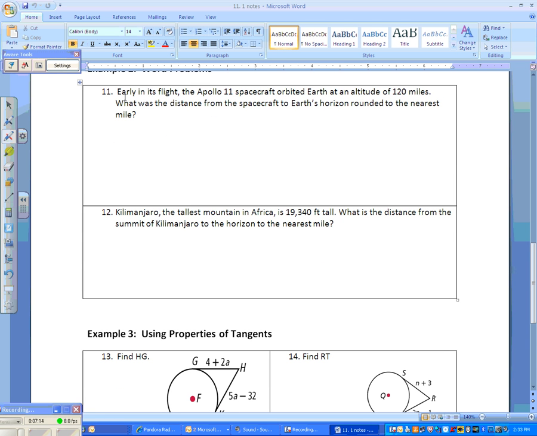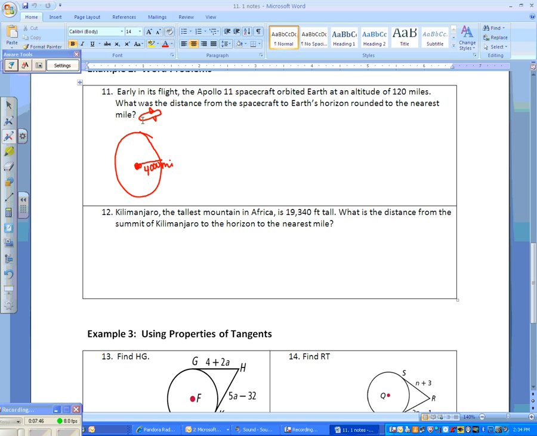Number 11. Early in its flight, the Apollo 11 spacecraft orbited Earth at an altitude of 120 miles. What was the distance from the spacecraft to Earth's horizon rounded to the nearest mile? To do that, this problem, we're going to start off by drawing Earth as a circle. And fun fact, the Earth's radius is about 4,000 miles. So you're going to write 4,000 miles for the radius. And fun, cool other fact, we get to draw a spaceship. That's my spaceship, I guess.